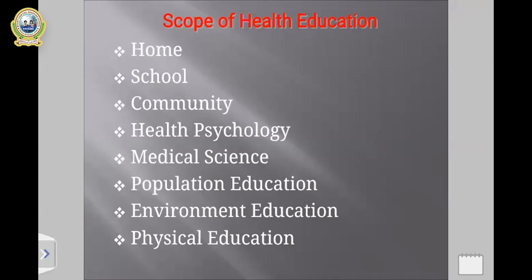I want to read the different scopes of health education, very easy. The first scope is home, as you all know. Second is school. Number four, ecology, a scope of health education. Number five, medical science is also one of the scopes. Number six, population education is also one of the scopes. The next scope is environment education. And finally, you can see on the screen, the next scope is physical education.